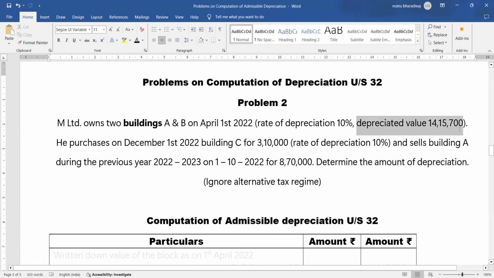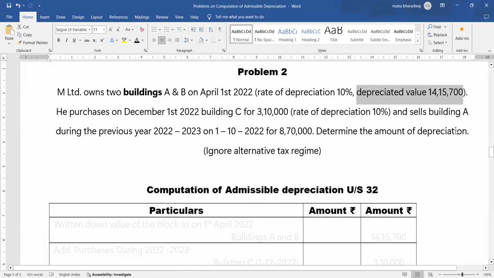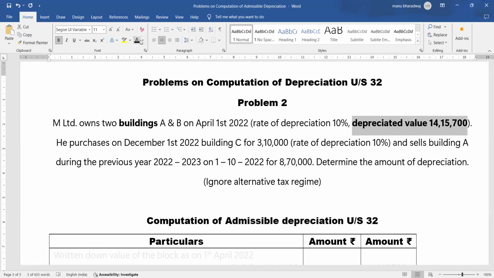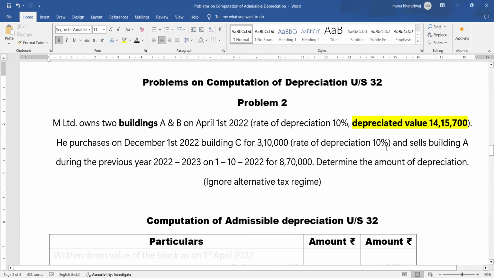Depreciated value is 14,15,700. So sometimes they will not give it as written down value. They will give it like this, as a twisted depreciated value. This is nothing but our written down value.